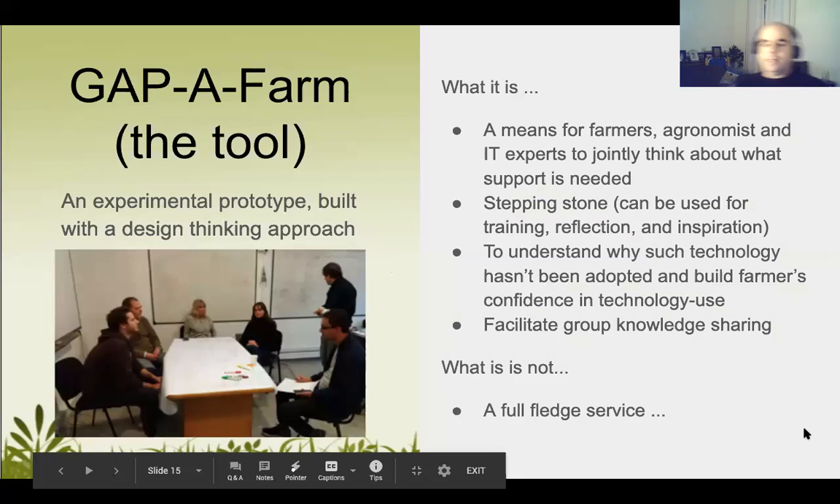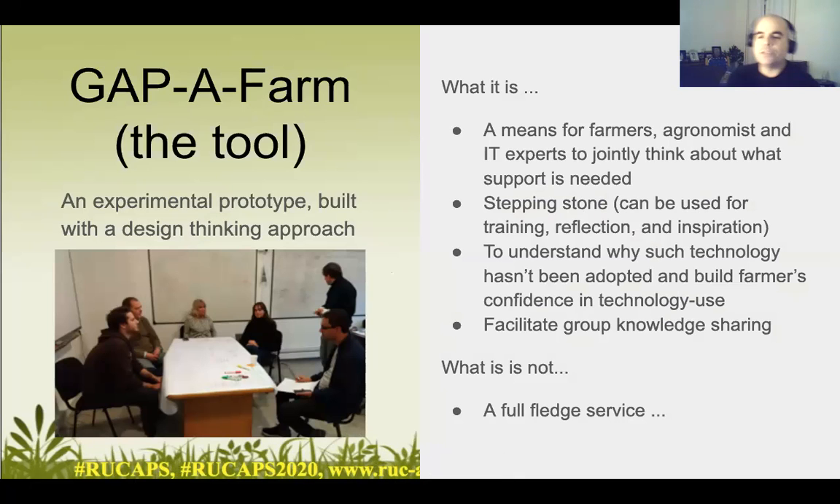So with this in mind, we created this tool, this research prototype. It's not intended to be a full-fledged service, but it's a means to think about what such a full-fledged service should look like. It should help us as computer scientists, as expert agronomists, as farmers, to think together about what is needed. And as a simple tool, it should be a stepping stone, as Francis clearly stated, so from this simple tool we can go to more complex and rich solutions. Next, please, Francis.